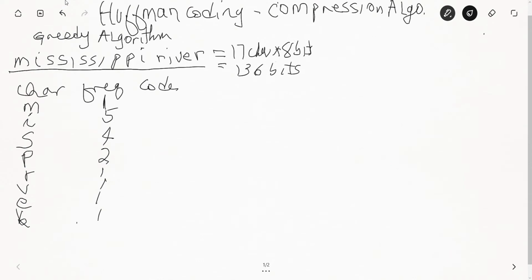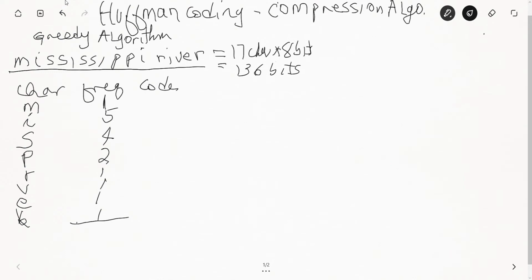So I'm going to count the frequency here of each character. There's one M, there's 5, there is 4 S's, 2 P's, 1 R, 1 V, 1 E and 1 blank. Now, 5 plus 1 is... wait a second. This is 5 plus, how many S's are there? There are 4 S's. So this becomes 10, 12, 13, 14, 15, 16. I'm missing one more character. I need 17.